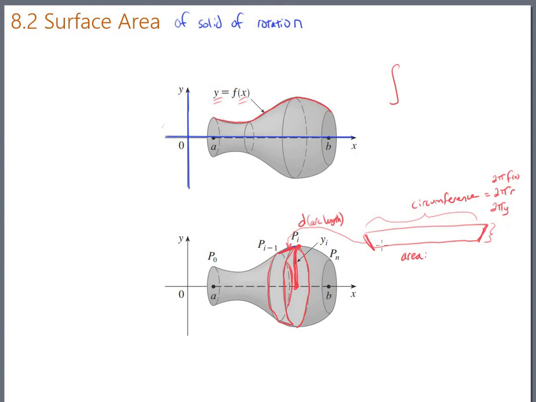So let's talk about multiplying those two things together. What we want to add up is going to be 2 pi f of x times a little bit of arc length. And the arc length we already know from last section: the square root of 1 plus f prime of x squared dx.